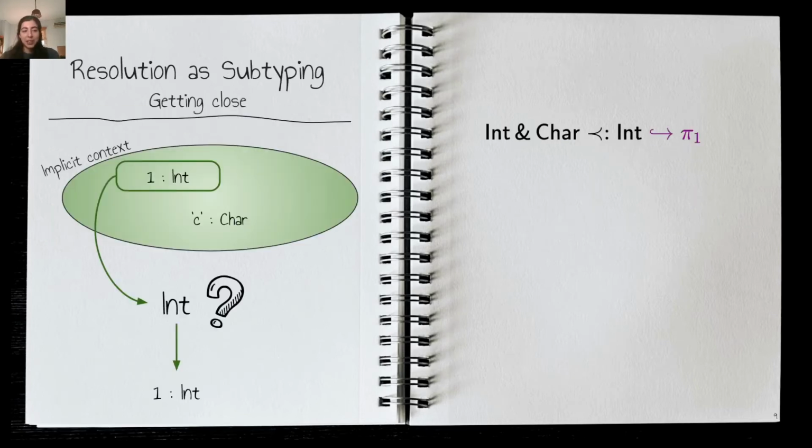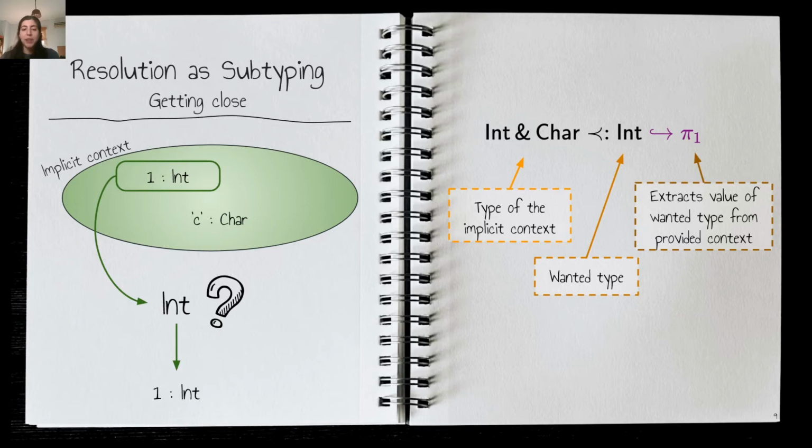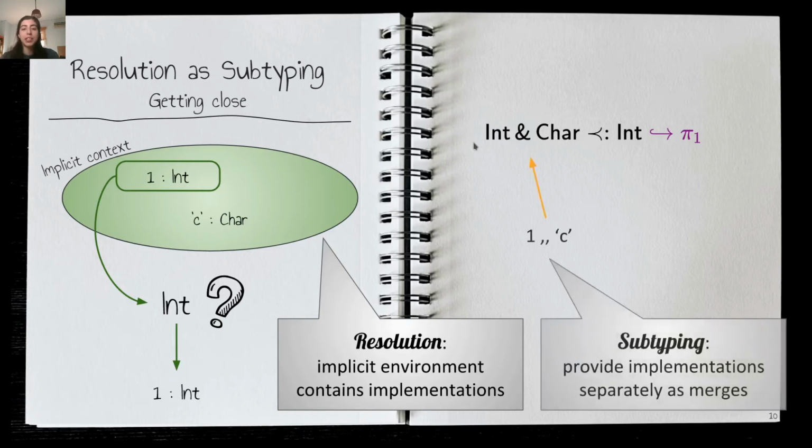The basic idea that connects resolution and subtyping is that we can interpret the left-hand side of the subtyping judgment as the type of the implicit context, and the right-hand side as the wanted type. Then the produced coercion witnesses how to extract a value of the desired type from an implicit context of the given type. A notable difference is that in resolution, the implicit context contains the implementations, while subtyping considers only the type of the implicit context. But this is not an issue because implementations can be provided separately, usually as merges, and then the wanted type can be specified through a type annotation.